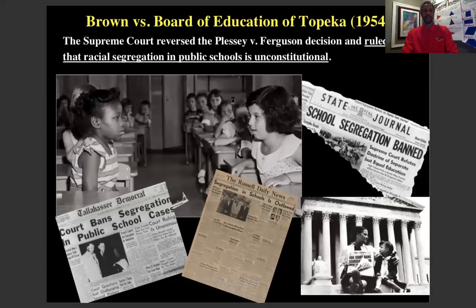Brown versus the Board of Education is another important step in segregation and the civil rights movement. The Supreme Court reversed Plessy versus Ferguson and ruled that racial segregation in public schools is unconstitutional.